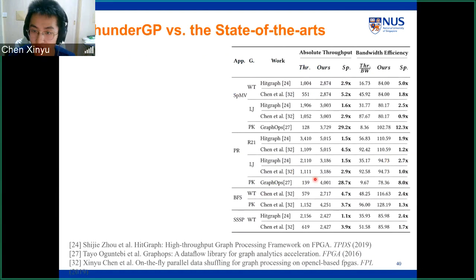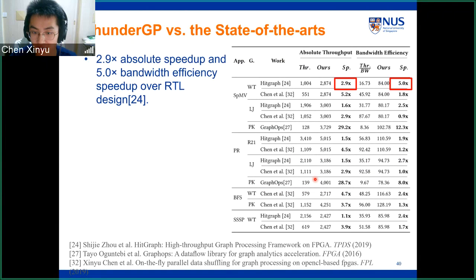Finally, we compare with the state-of-the-art implementations. Compared with HitGraph, which is the state-of-the-art, we deliver a 2.9x absolute speedup. Note that our implementation is running on real hardware, while theirs is based on simulation, and we consider the real overhead of utilizing multiple memory channels.